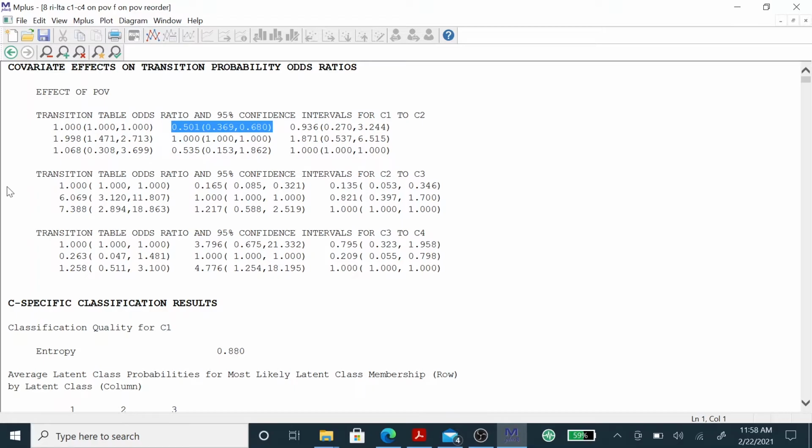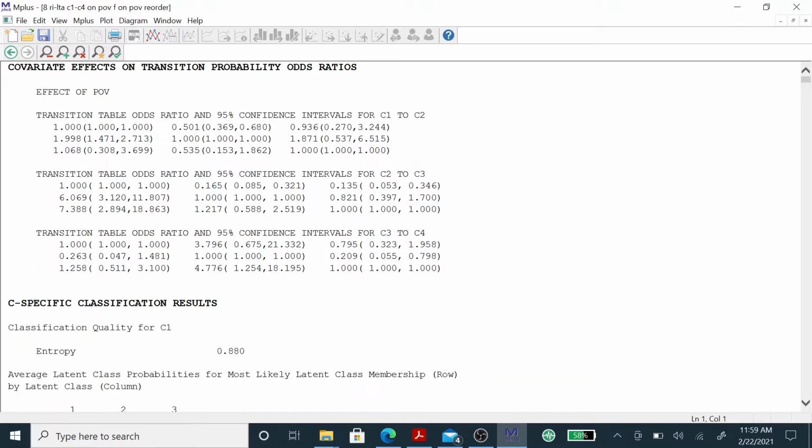So an odds ratio is the ratio of two odds. And what are the two odds? Well, it's the odds of moving from class 1 in fall of kindergarten to class 2 in spring of kindergarten. That odds is only half as big for those in poverty relative to those not in poverty. So 0.501 is the difference in the two odds. So the odds is much lower for those in poverty to move on to class 2. And it's significant because this confidence interval does not include 1.